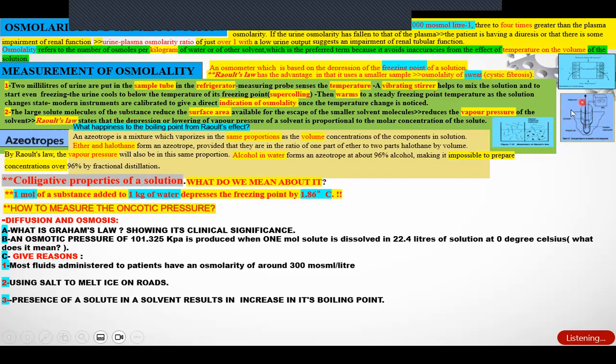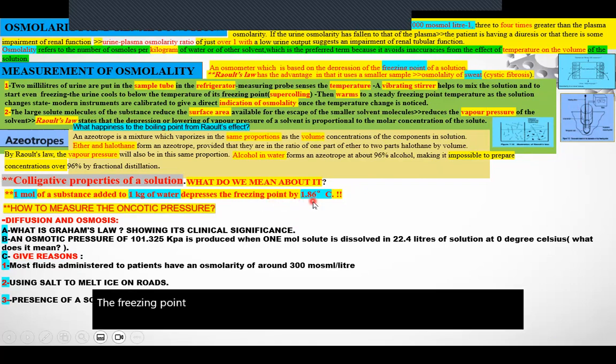Either we use the property of the material, or the effect of the osmolarity of a solution in decreasing the freezing point. Of course, 1 mole of any substance added to 1 kilogram of water decreases the freezing point by 1.86 degrees. Imagine that. So this is why we use it. We throw salt on ice in Europe and in America.